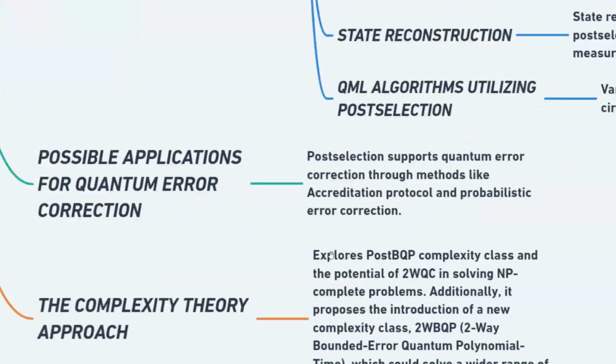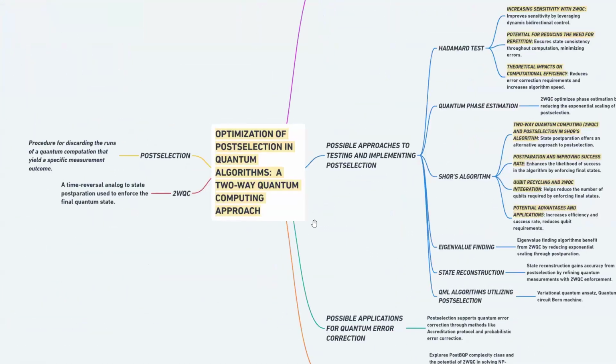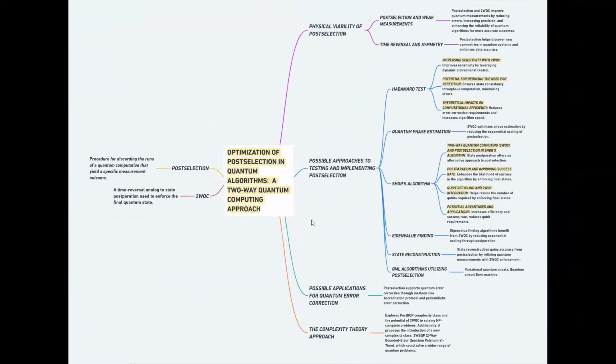And to sum up, post-selection has been a crucial tool in quantum algorithms. However, two-way quantum computing presents an exciting opportunity to optimize post-selection, improve accuracy, and reduce resource requirements across various quantum algorithms by providing a mechanism to enforce and stabilize quantum states during computation.